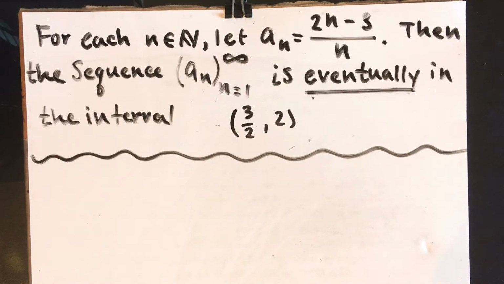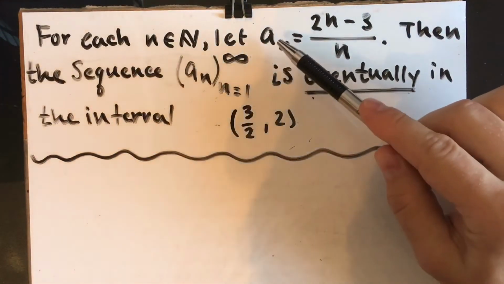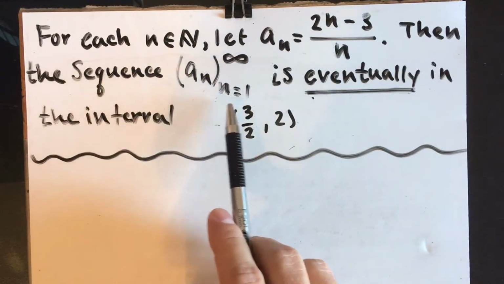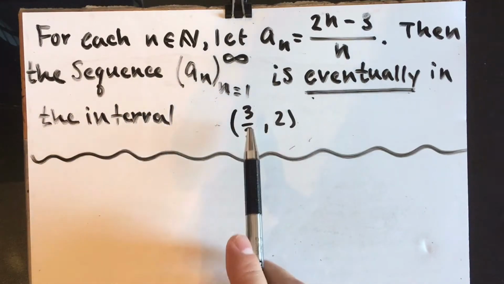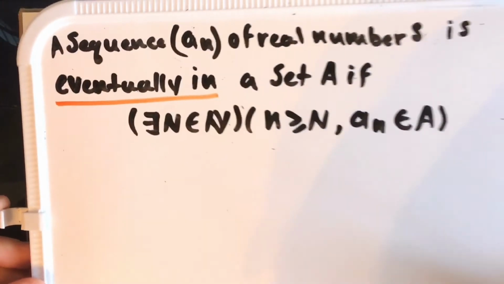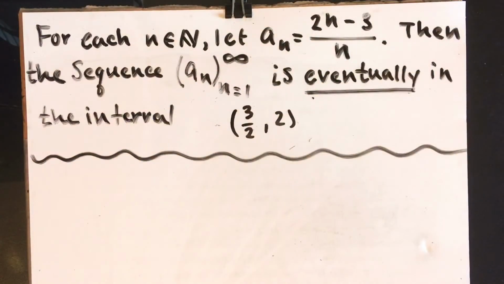The example we will be working with today is the following. For each little n in the natural numbers, let the sequence a sub n equal (2n minus 3) all divided by n. Then the sequence a sub n indexed from 1 to infinity is eventually in the interval 3/2 to 2. And the definition we will want to use once more is the following. A sequence a sub n of real numbers is eventually in a set A if there exists a capital N in the natural numbers such that for every little n greater than or equal to capital N, our sequence is in the set A.